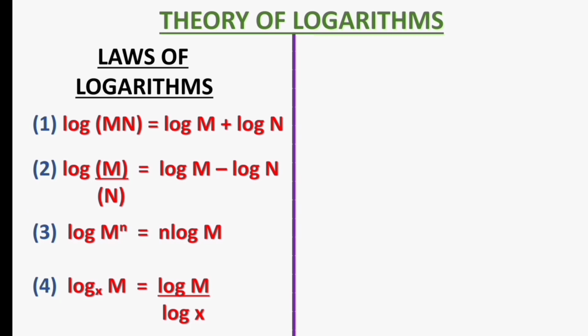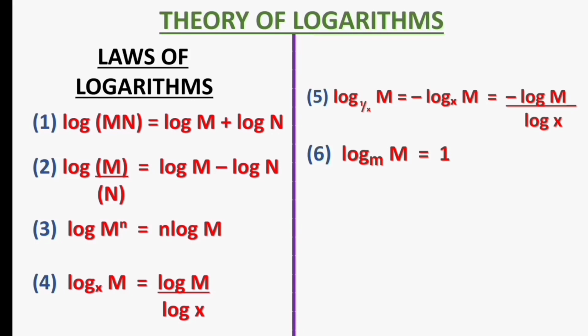Law number 3. The logarithm of m raised to the power n is equal to n multiplying the logarithm of m. Law number 4. The logarithm to the base x of m is equal to the logarithm of m divided by the logarithm of x. This fourth law is called the change of base of a logarithm.